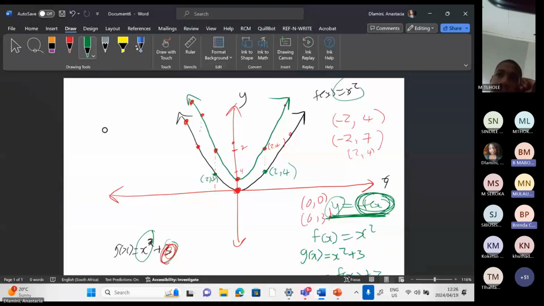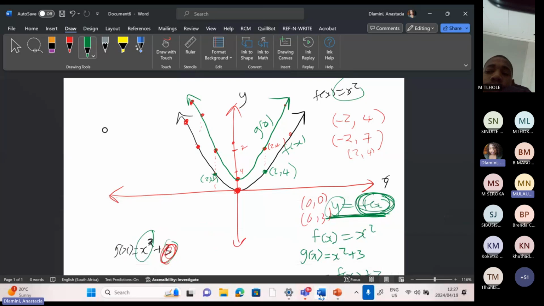Do you see the shifting, guys? Yes, ma'am. And please make sure when you're shifting right here, this was f of x, and this was g of x, because we mark your graphs, isn't it?